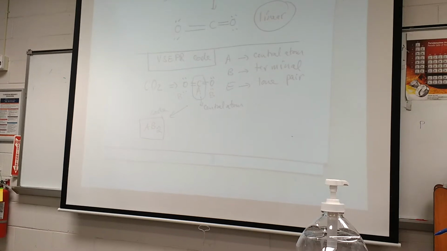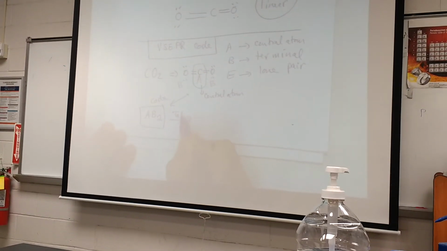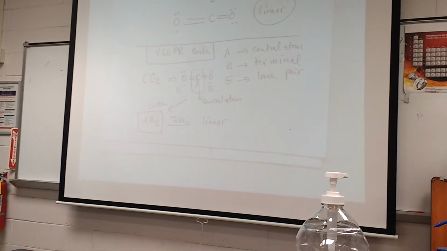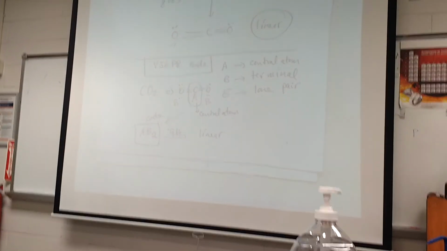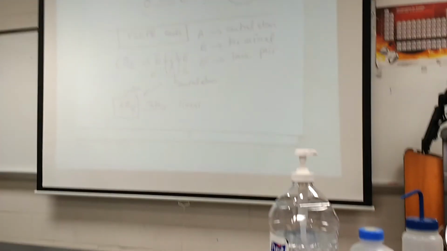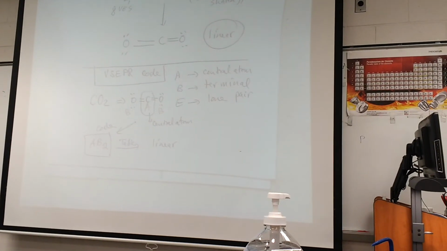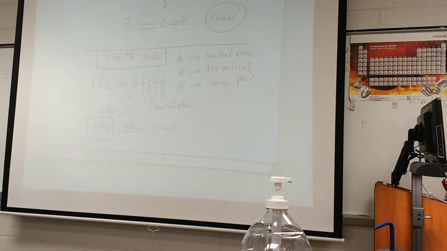Why is it AB2? Because I have one central atom and two terminals. So AB2, from the table here, is linear. Correct? You see it here, it's linear. So from the table, I know this AB2 is linear. Lone pair, there's no lone pair. We'll come back to it, but this is the code. We can have a table and then look into the whole thing.